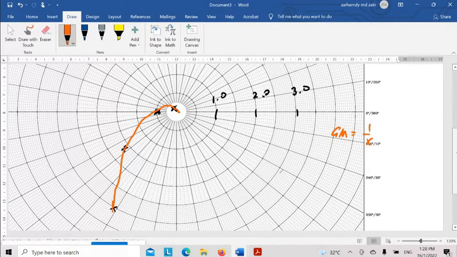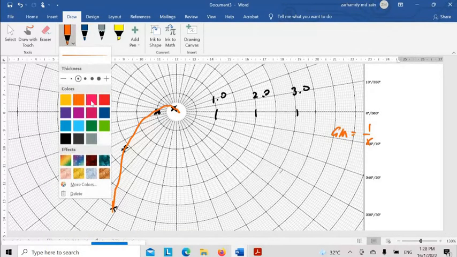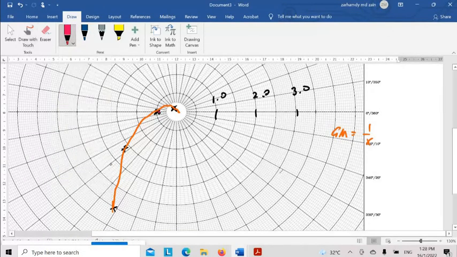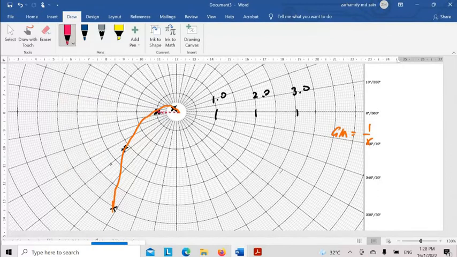So this is our X. The range of X starts from 0 to the crossing of this line, which is 0.5. So we have 1 over 0.5, so we have 2. So our gain margin is 2.